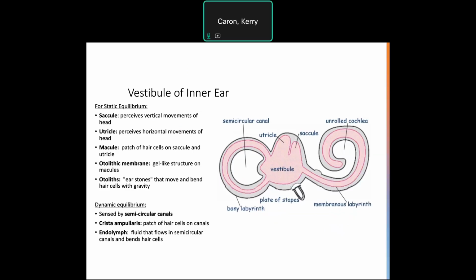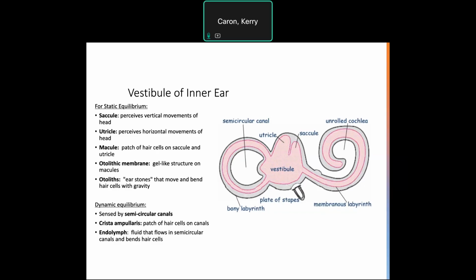The saccule perceives vertical movements of the head. The utricle perceives horizontal movements of the head. The macule is a patch of hair on the saccule and the utricle. You have the otolithic membrane, a gel-like structure on the macules. Otoliths are what we know as ear stones, and they move and bend the hair cells with gravity. So that's what causes us to realize that we're balanced or not balanced.